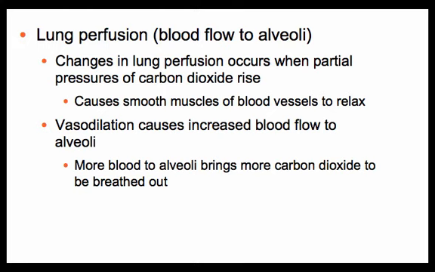The regulation of blood flow locally at the lungs occurs when carbon dioxide partial pressures rise and the smooth muscles in the arterioles and capillaries relax, causing vasodilation that causes increased blood flow. This increased blood flow will get more blood to the alveoli so that more carbon dioxide can diffuse into the alveoli and be exhaled. This is an example of increasing lung perfusion.